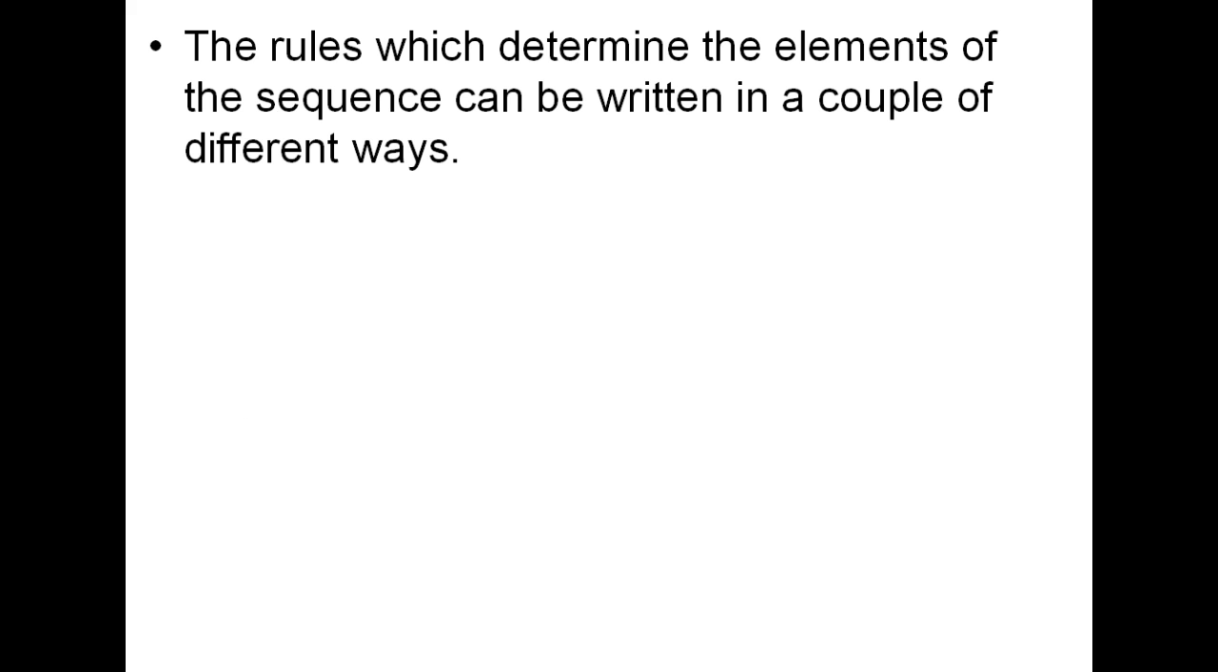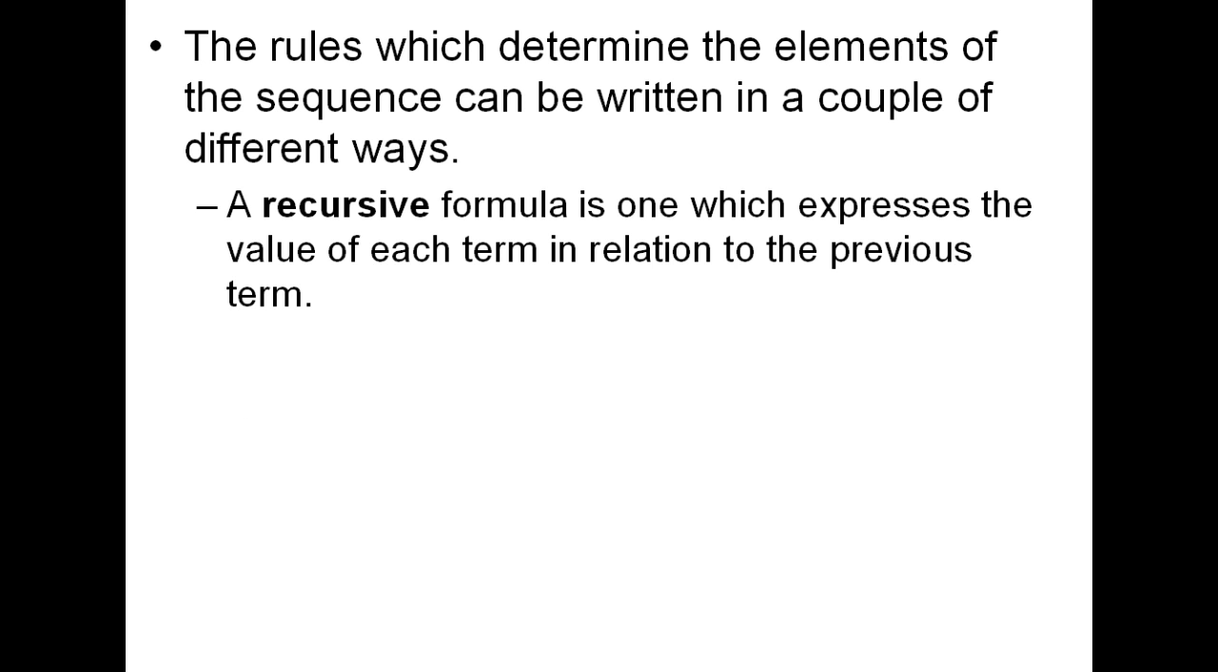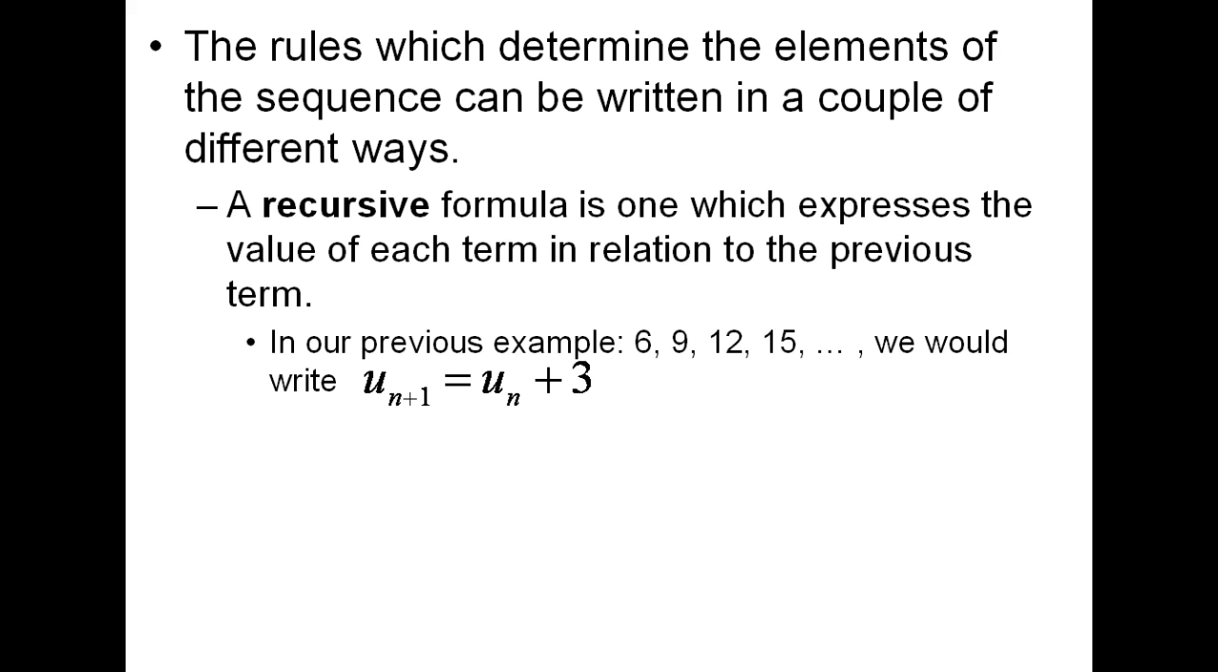The rules that determine the elements of the sequence can be written in a couple of different ways. One is called a recursive formula, and that's where it just tells you how you get from one term from the term before it. So in that previous example, 6, 9, 12, 15, and so on, we'd write that U sub n plus 1 is U sub n with 3 added to it.